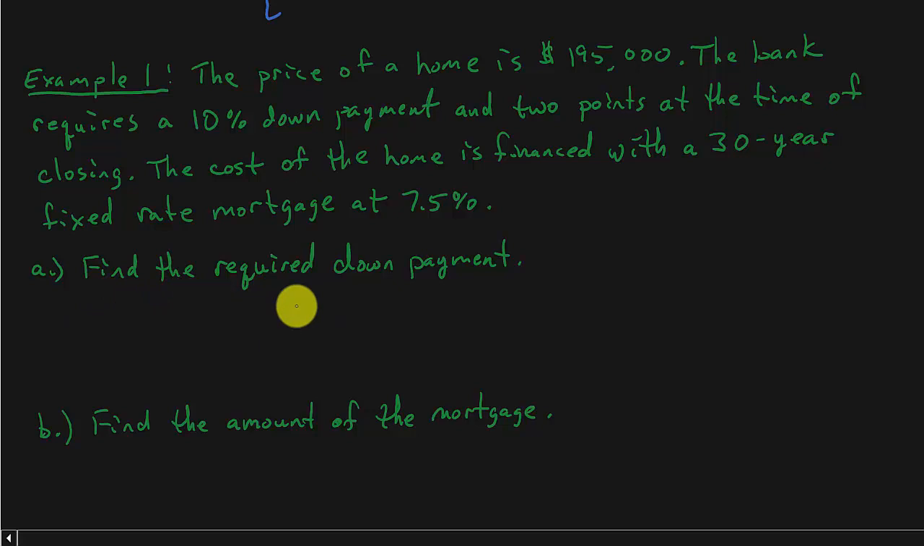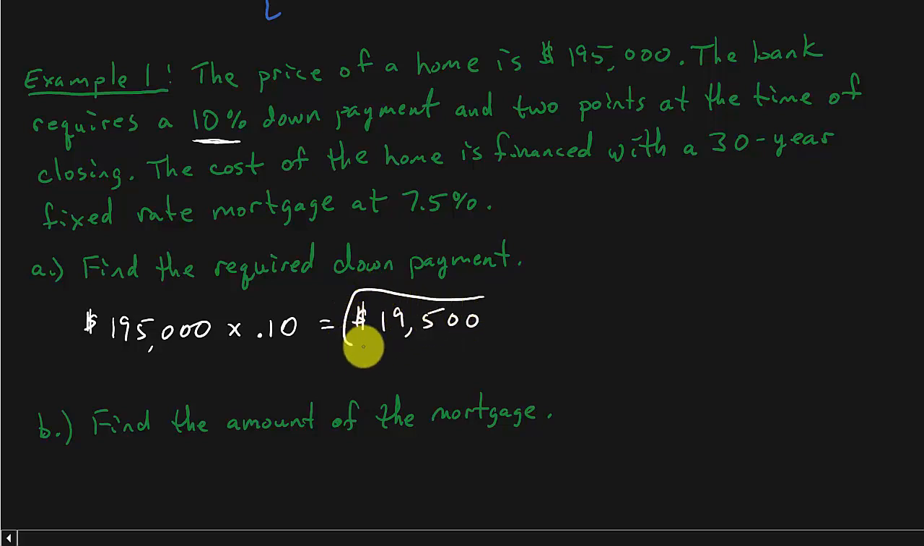All right, so it says find the required down payment. They tell us that the down payment is 10% of the $195,000. So that would give us $195,000 times the 10%, and that's in decimal. You convert the 10% to decimal, so you just move the decimal 2 places to the left, and that is going to be $19,500. That's your down payment.